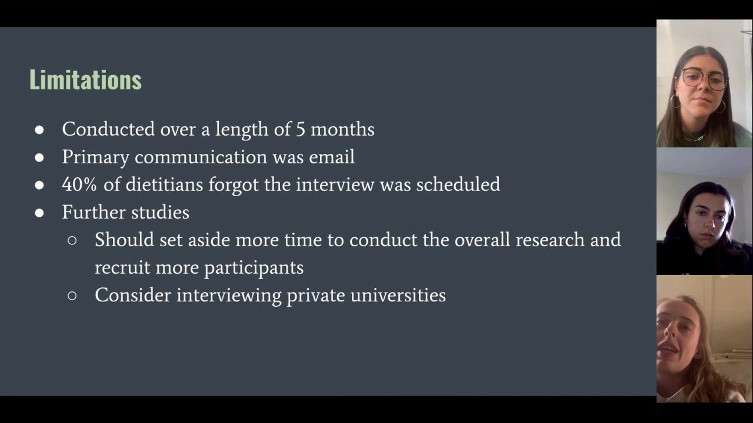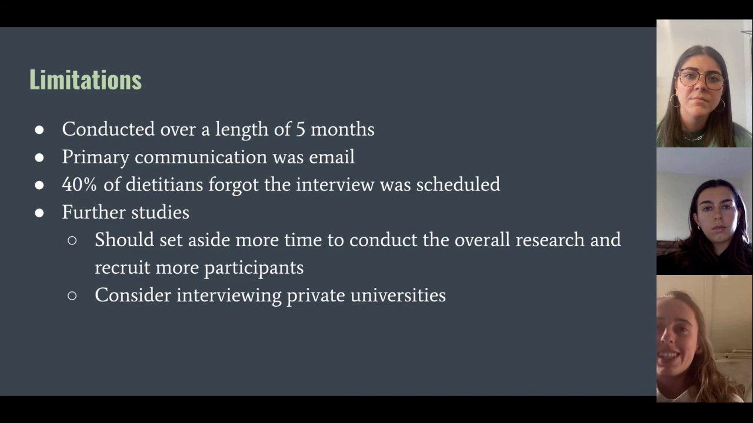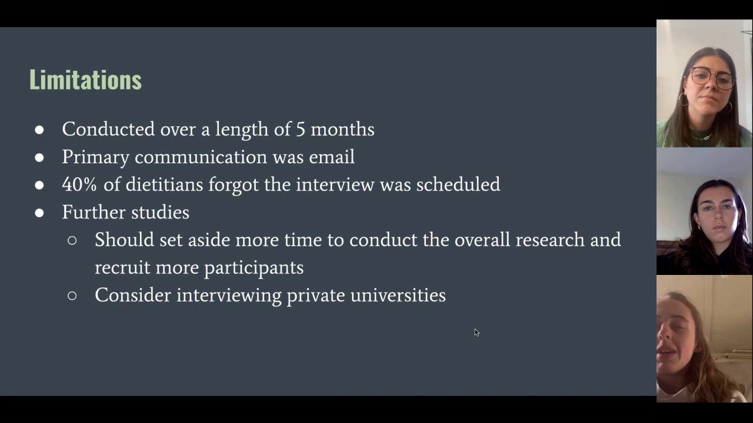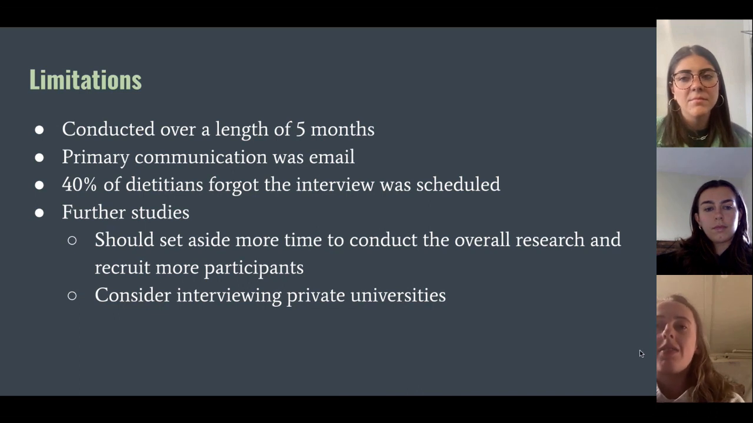We also feel like the primary communication was email, which comes with the risk of it going to the junk mail, the spam, or just being overlooked because dietitians are so busy every single day. So we have had to send multiple follow-up emails, and even with that, we're still not getting a lot of feedback or responses. As Kendall mentioned at the beginning, 40% of the dietitians have forgotten about the interview that was scheduled. So we are trying to fix that by following up the day before to remind them that there is an interview scheduled and ask if they are still available.